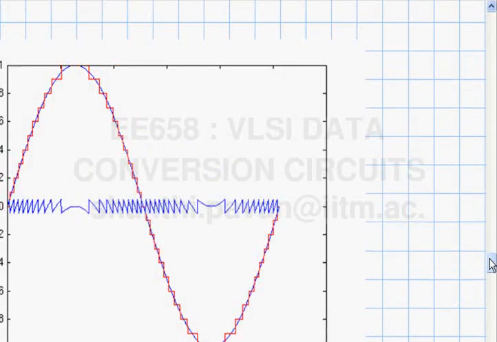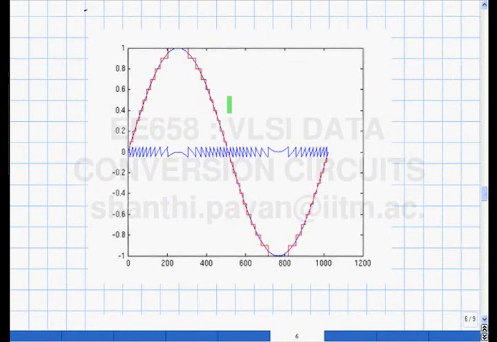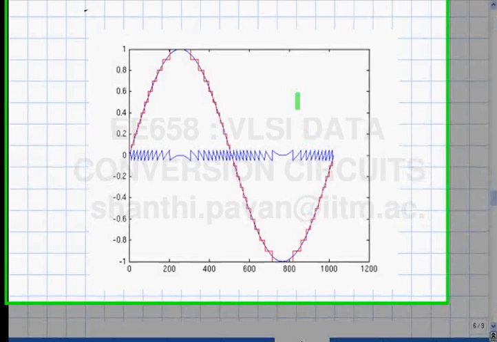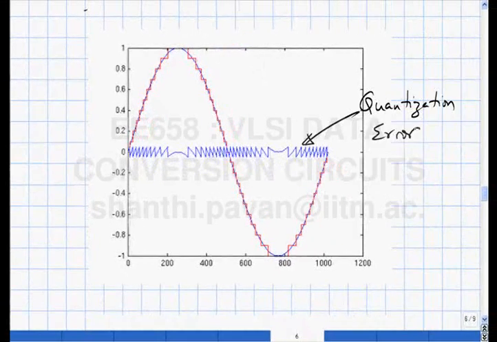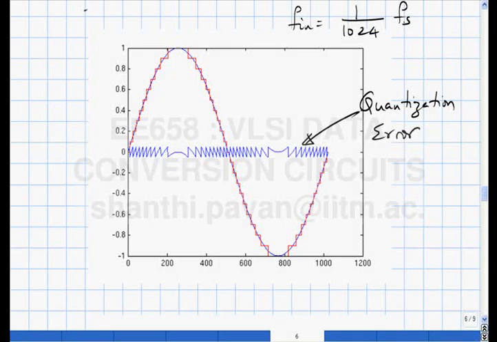To illustrate a couple of other points, I have chosen a dummy example where you are actually able to see the steps. There is a clean sine wave in blue, and the same sine wave quantized to steps of 0.1, and that staircase is straddling the input sine wave. Also shown in blue is the quantization error, and I have chosen F in to be 1 by 1024 times Fs. So when I take the FFT, there is no leakage and all this other stuff.